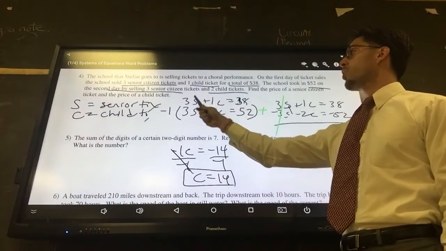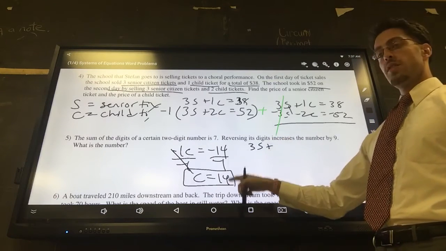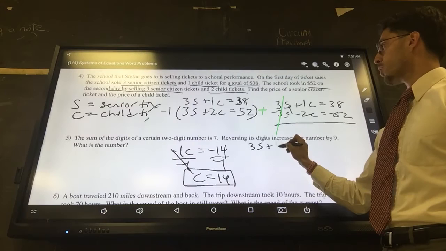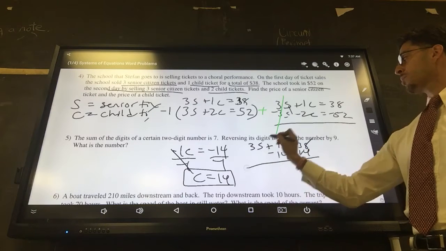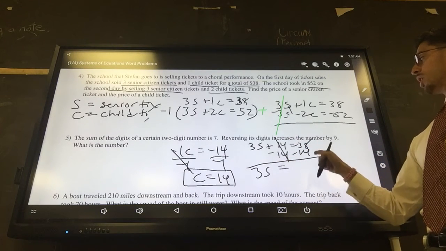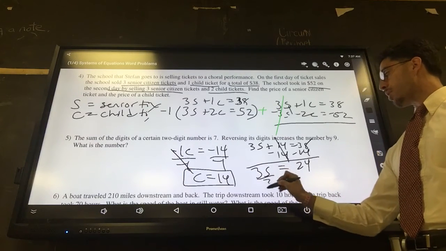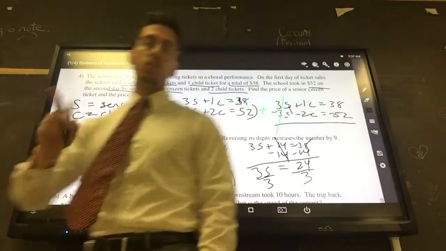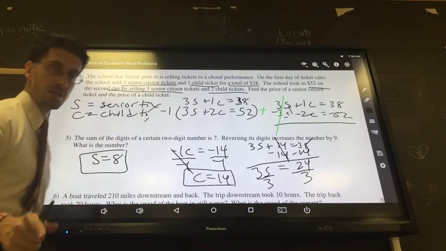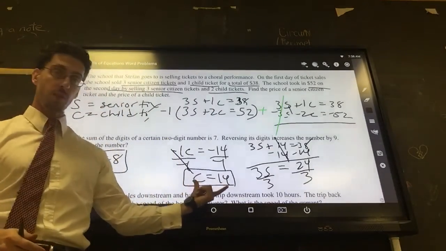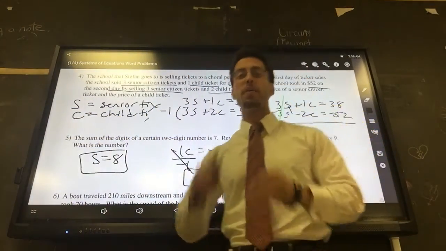So I'm going to go back to the original equation. 3s plus 1c. 1c is 14, so 3s plus 14 equals 38. And I'm going to subtract 14, cancel. 3s equals 24. So I'm going to divide by 3, and 24 divided by 3, s equals 8. You write another sentence that says, price of a child ticket is $14, price of a senior citizen ticket is $8. Make sure you answer the question.